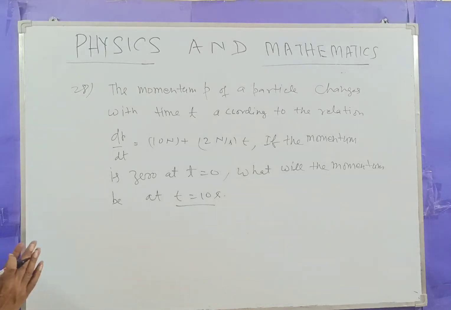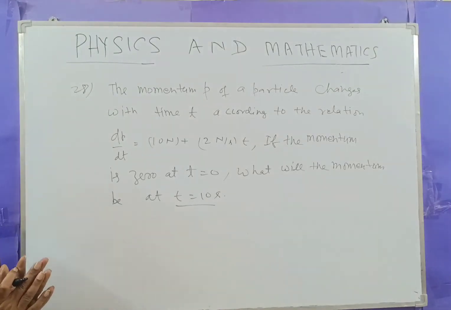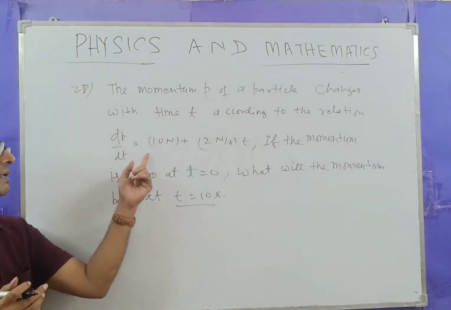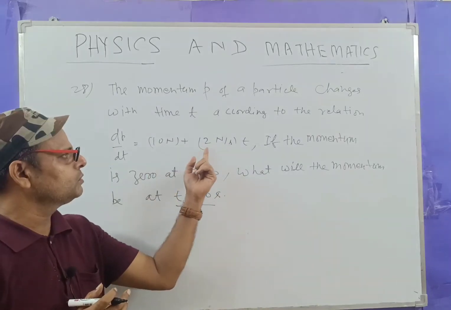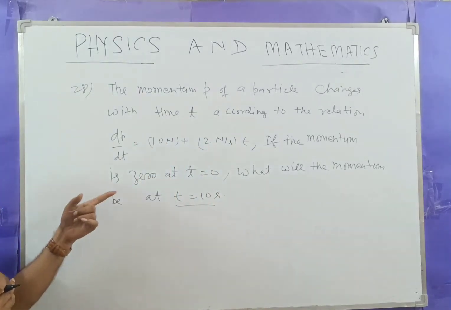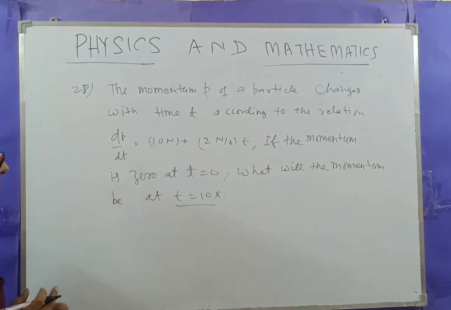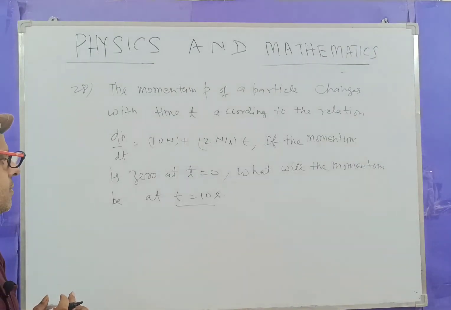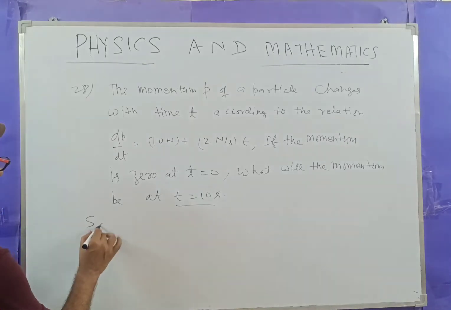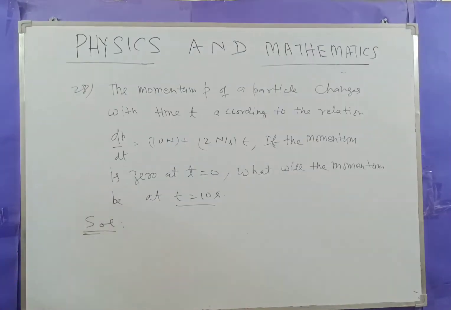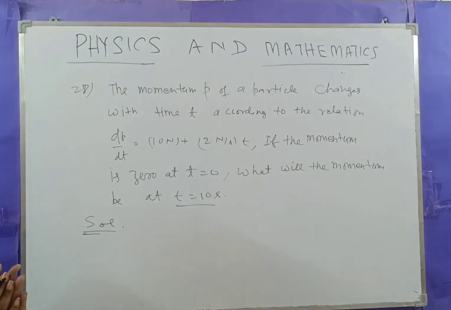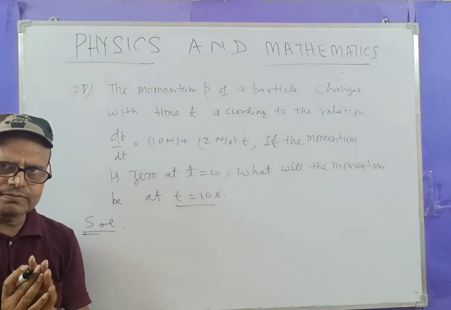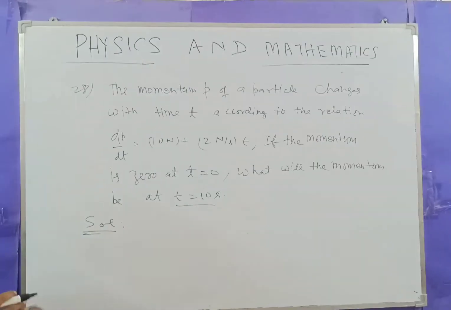The momentum P of a particle changes with time t according to the relation dP by dt equals 10 plus 2t. If the momentum is 0 at t is equal to 0, what will the momentum be at t is equal to 10 seconds? Now, solution means the momentum varies from 0 to 10 seconds. Basically, it is asking the momentum from 0 to 10.